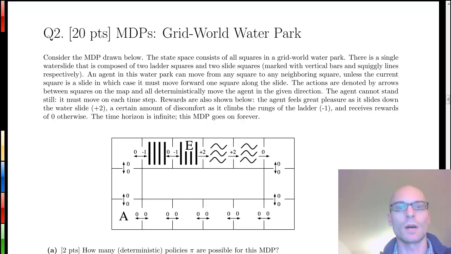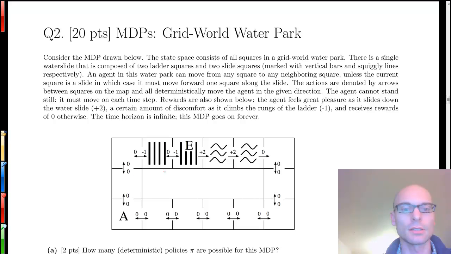This is question 2 of the practice midterm 2. This is a question about MDPs. Consider the MDP drawn below. The state space consists of all squares in a grid-walled water park. There is a single water slide that is composed of 2 ladder squares and 2 slider squares, marked with vertical bars and squiggly lines respectively.